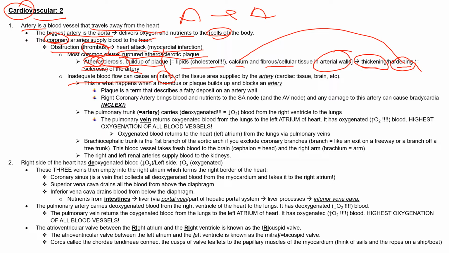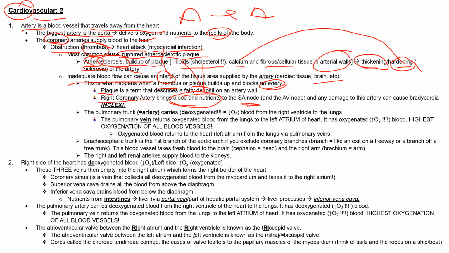It doesn't have to be the heart only. It can be any other part of the body, such as brain, anything else. All right, so when a thrombus or a plaque builds up and blocks an artery, we're talking about an artery, that's when it happens, okay? Remember the term plaque. Plaque is a fatty deposit, and we said those fatty deposits are made up of cholesterol and other lipids. And remember that the right coronary artery brings blood and nutrients to the SA node.